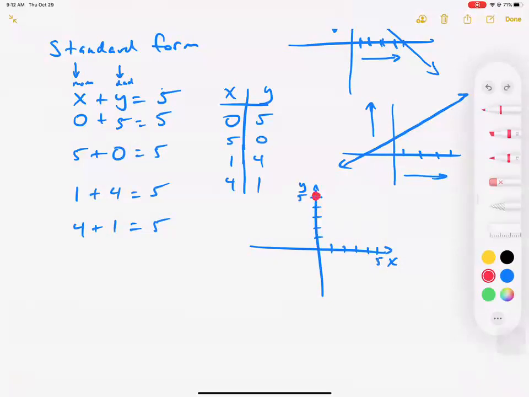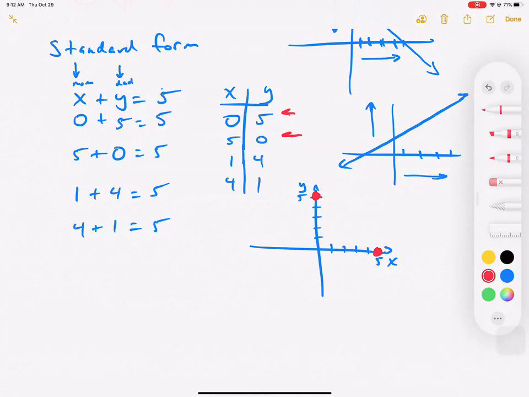So 0, 5. So just put a dot at 5. Our next point we said here was 5, 0. So 1, 2, 3, 4, 5. And the y is 0 means you are sitting on the floor. If your hotel room is on the ground floor, that's the 0 floor. If your hotel is on the 5th floor, you got to take the elevator.